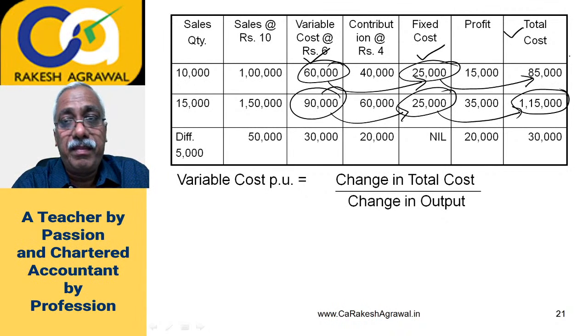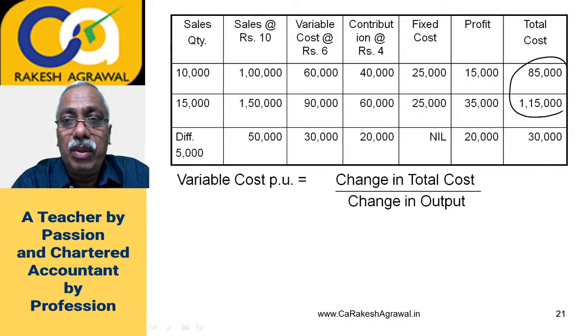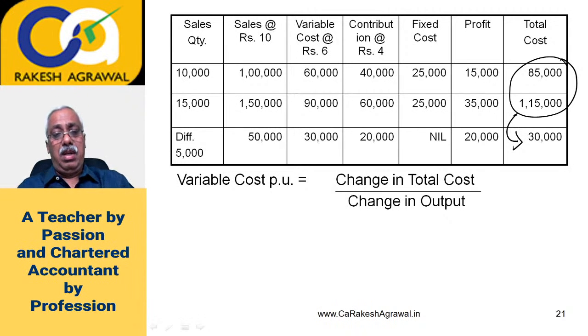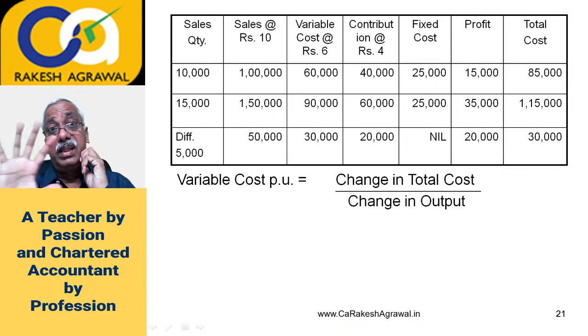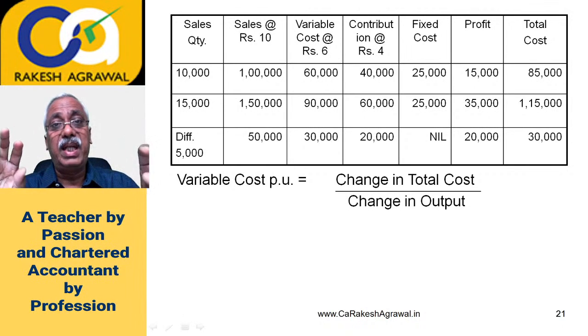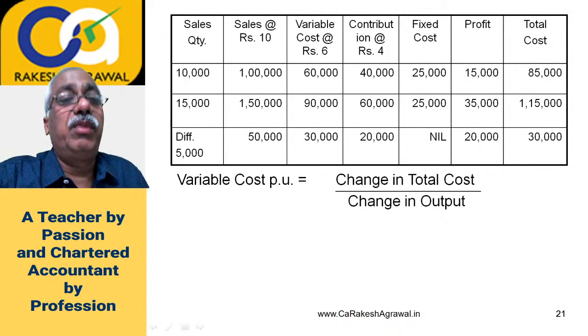Up to this is okay. And check the difference in total cost. 85,000 and 1,15,000. The difference in total cost is 30,000. Just go through the data. I'll give you half a minute. Understand the data that I have written, because with this data I will explain four important formulas.